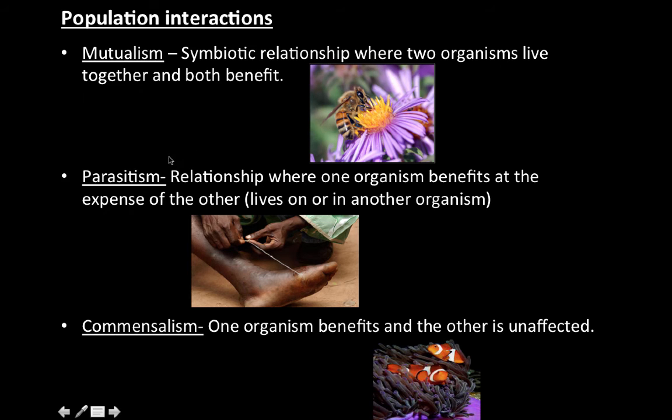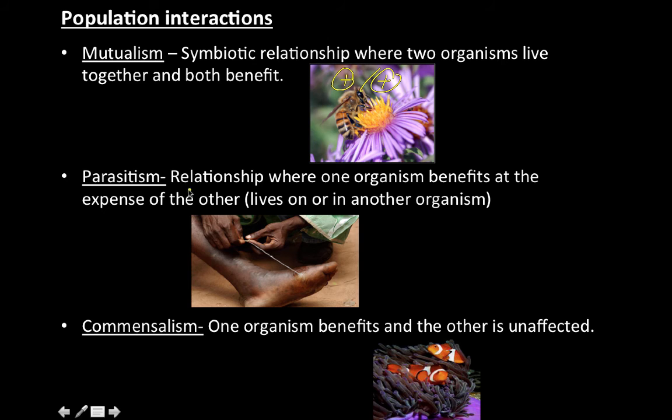Three other population interactions that are unique. We'll give you some examples of each of these. But we have mutualism is the first one. This is a symbiotic relationship where two organisms live together and both benefit. So what we have here is a bee and a flower. They're both living things. The bee is pollinating the flower, and the bee is getting the nutrients that it needs from the flower itself and the pollen. So the bee is going to be a plus, and the flower is going to be a plus. So we would refer to that as a plus-plus or mutualism. Both benefit.